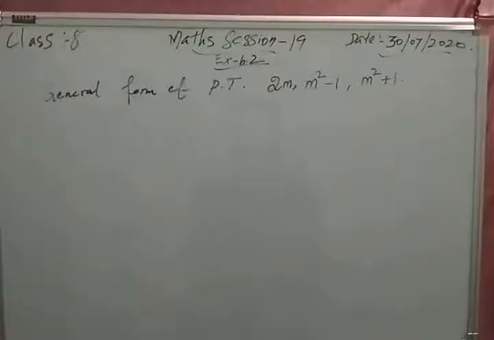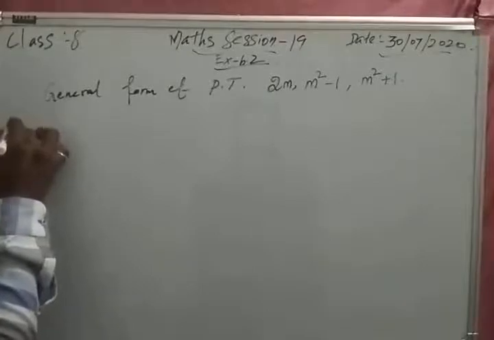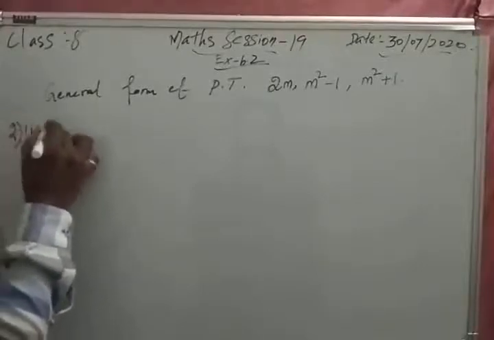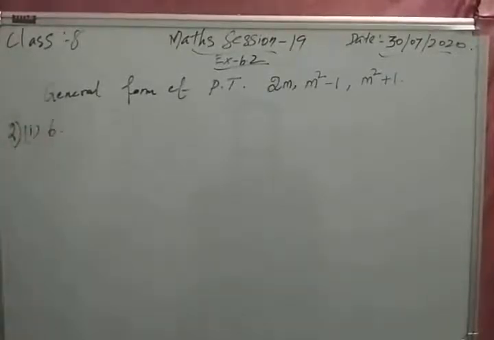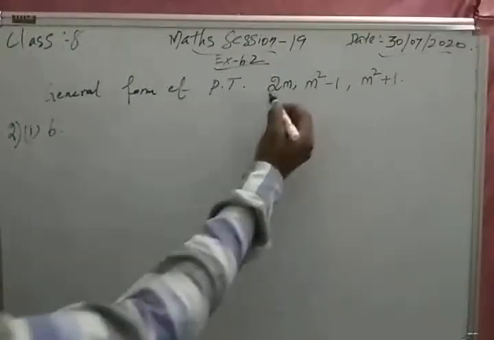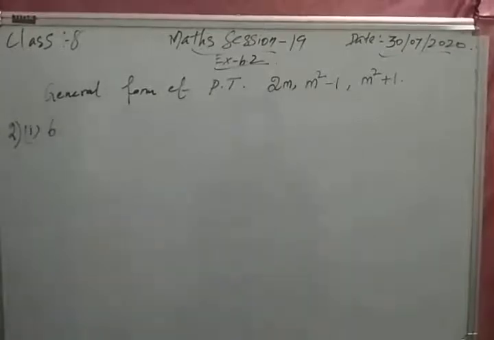Okay. Now they have given the first question over there. In the second question, the first one, they have given 6. Listen to the question properly. Write a Pythagorean triplet whose one member is 6. In this, one member should be 6. So we can take the first one. Here what is given? Member is 2m. We have to find out the value of m now.